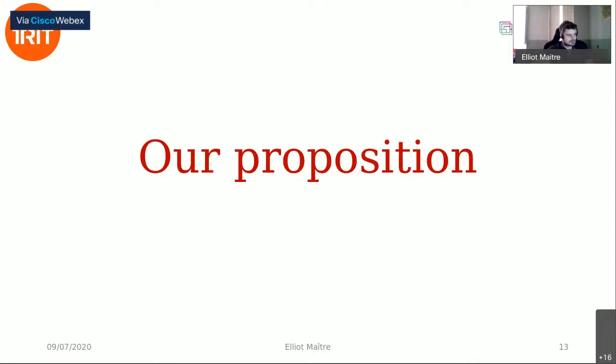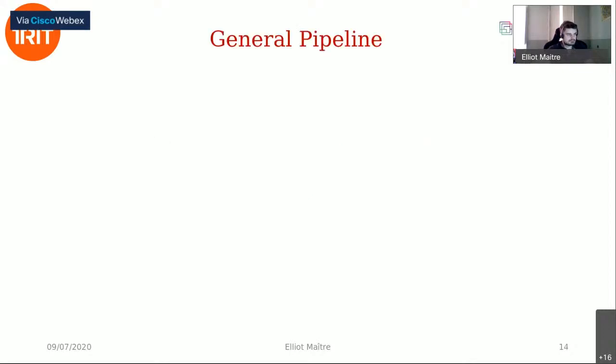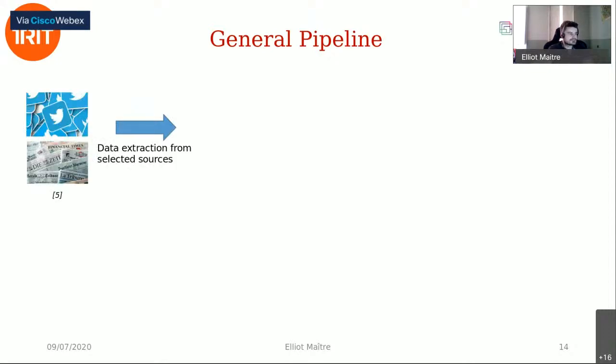So I will now focus on our proposition. I will start by presenting the general pipeline. So first, there are different data sources. It can be the Twitter data stream or some news feeds. And we want to extract data from some selected sources. So what do I mean by selected sources?